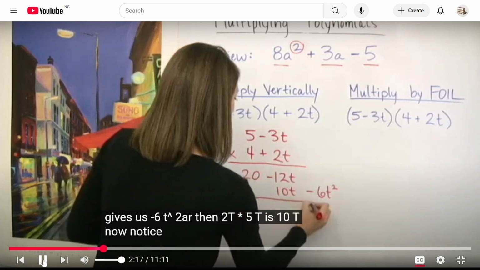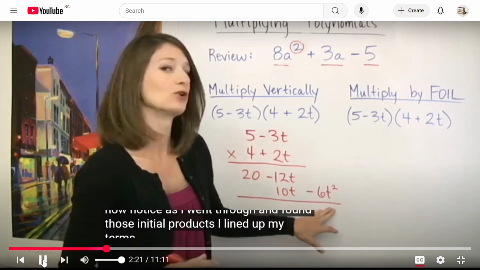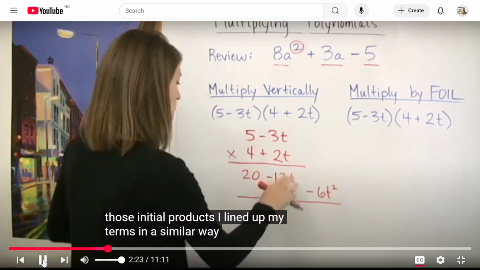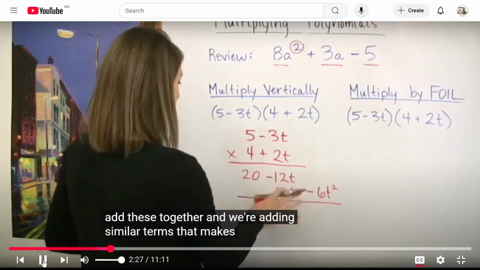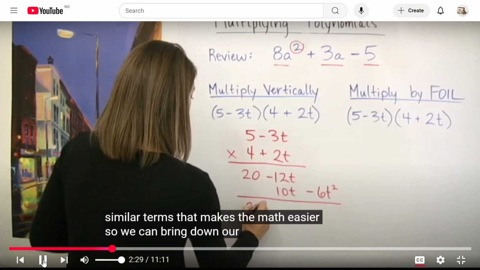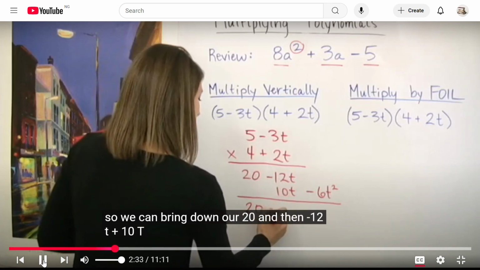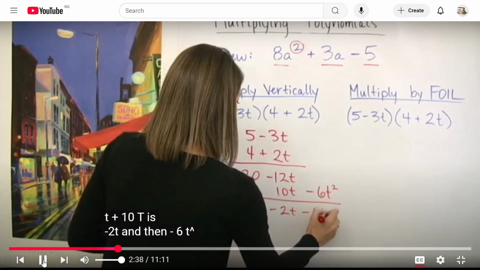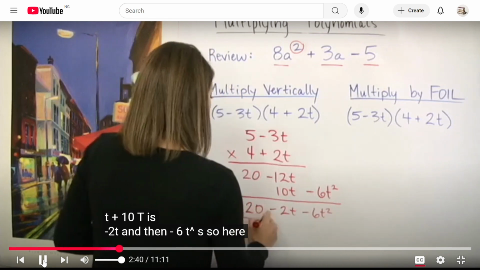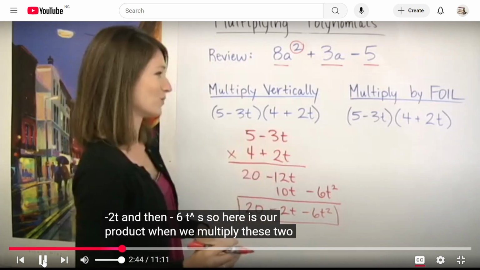Now notice, as I went through and found those initial products, I lined up my terms in a similar way so that we can add these together and we're adding similar terms. It makes the math easier. So we can bring down our 20, and then negative 12t plus 10t is negative 2t, and then minus 6t squared. So here is our product when we multiply these 2 binomials.